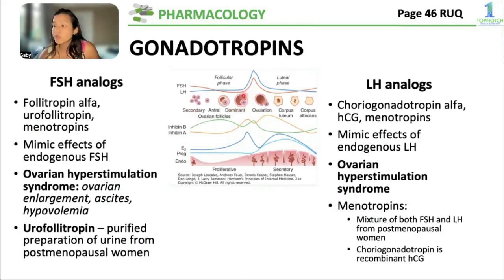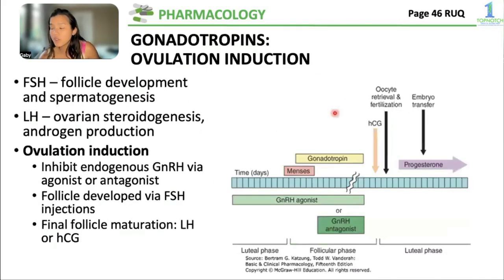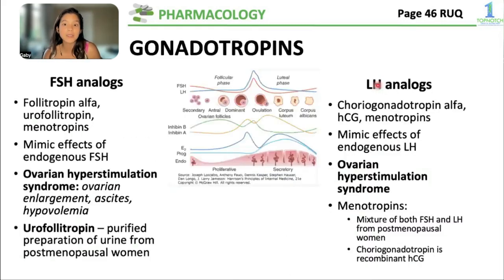And your LH, which if we remember, we need an LH surge in order for ovulation to happen. Your LH analogs like your HCG, they mimic the effects of endogenous LH, which is why if we look at this figure on the right, when we give HCG, we are able to promote ovulation so we can retrieve and fertilize the oocyte. Now, both of these analogs have the side effect of ovarian hyperstimulation syndrome. So from the name itself, it's when we hyperstimulate the ovary, we get ovarian enlargement, ascites, and hypovolemia.